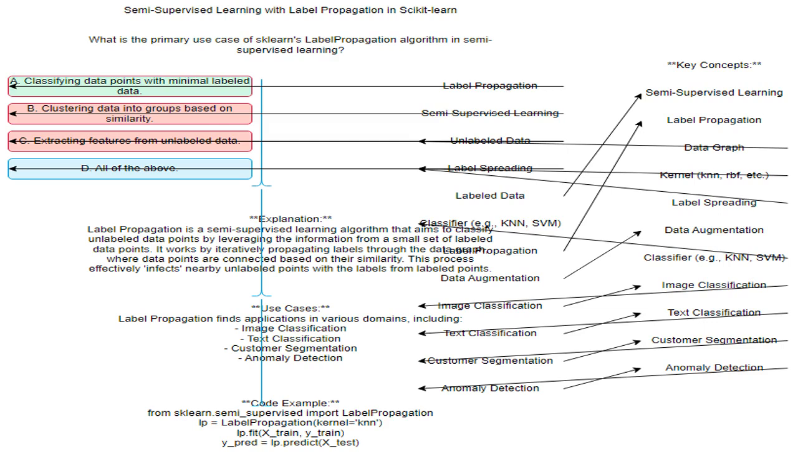A. Classifying data points with minimal labeled data. Label propagation is a powerful technique when you have limited labeled data and need to make predictions on a large unlabeled data set. It leverages the relationship between data points to effectively transfer information from labeled to unlabeled data.